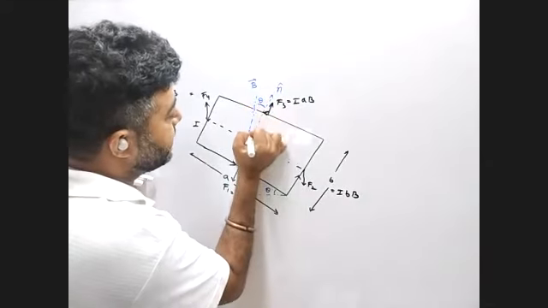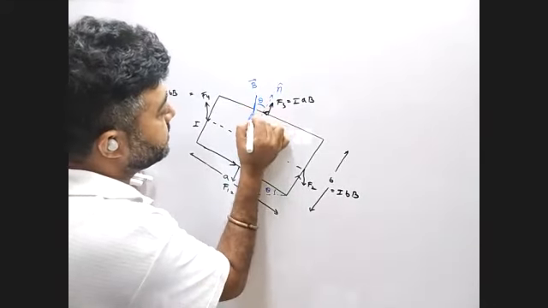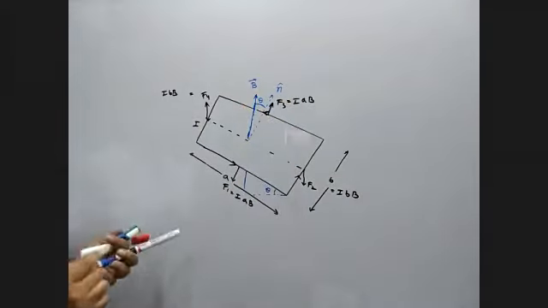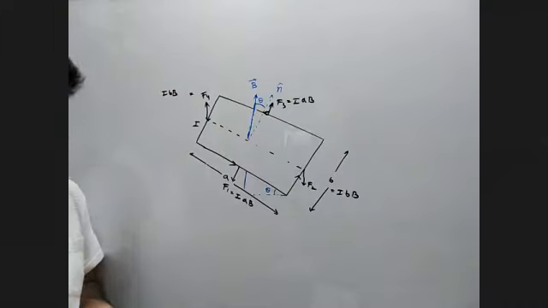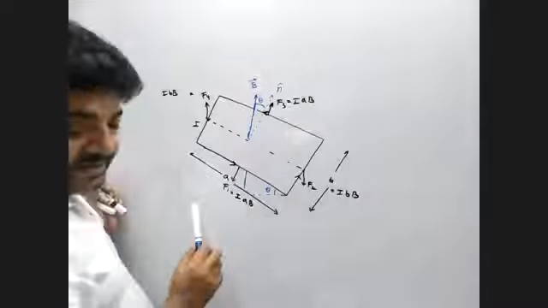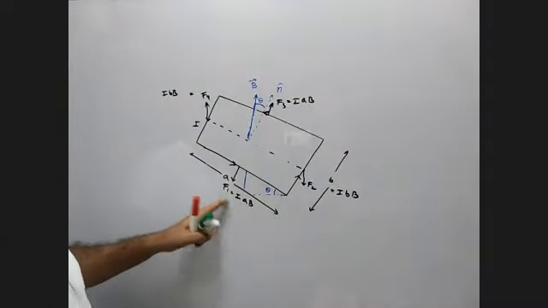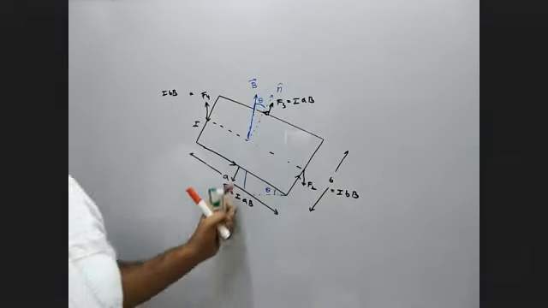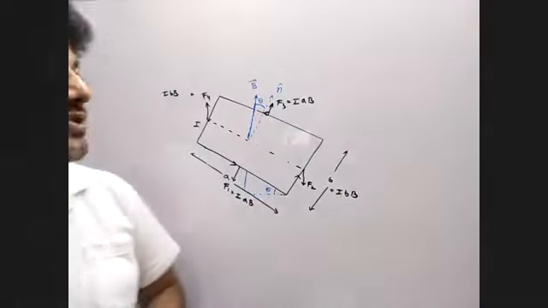They make an angle of 90 degrees. This is the normal, and this angle is theta. So I can say it clearly from the figure that F1 and F3 are equal in magnitude, opposite in direction, and in the same line of action. So they cancel each other.